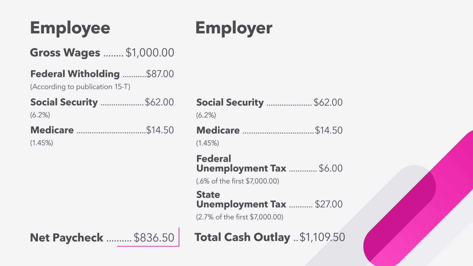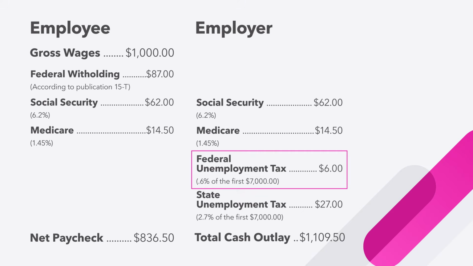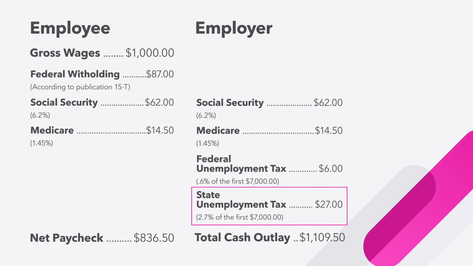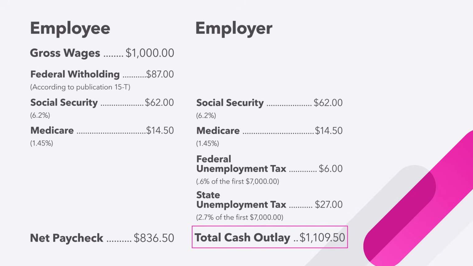So the employer paid in cash $836 in the paycheck, paid $240 to the IRS as a combination of federal withholding and FICA tax, paid $6 to the IRS in connection to FUTA, paid $27 to the state in connection to SUTA, and that's a total of $273 in taxes remitted to the government. If you add up the net paycheck and the taxes paid, that is $1,109.50, which is the total cash outlay by the employer, which is about 10% above the actual wages.